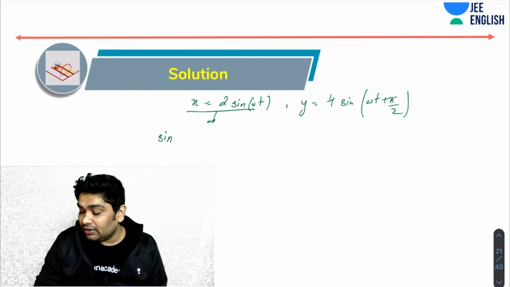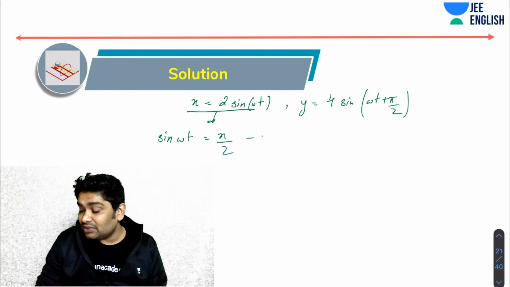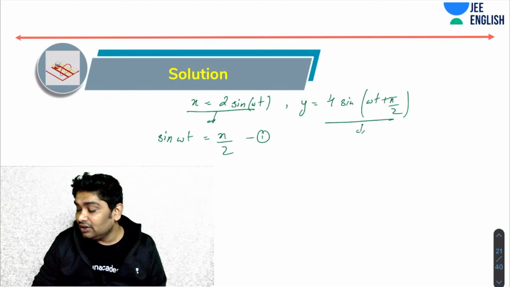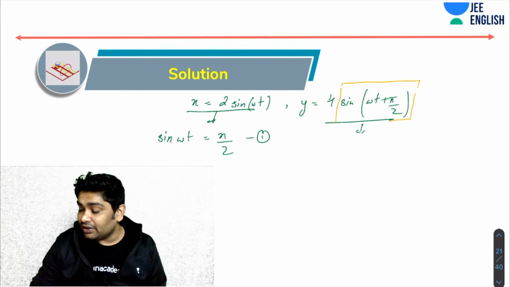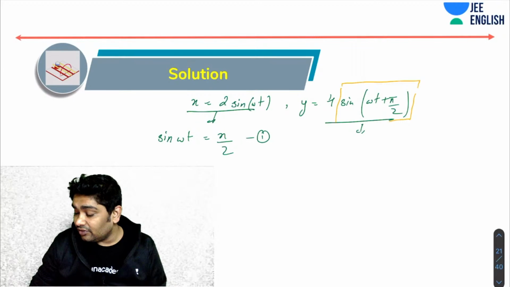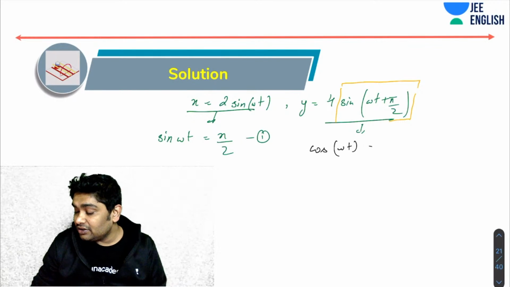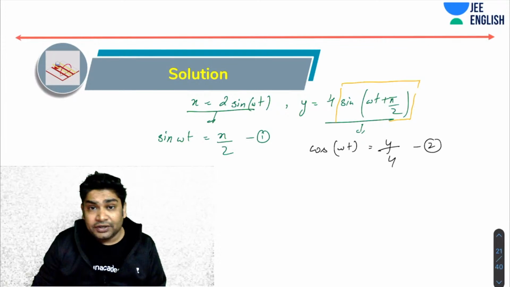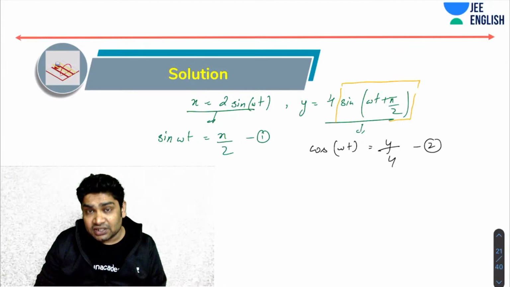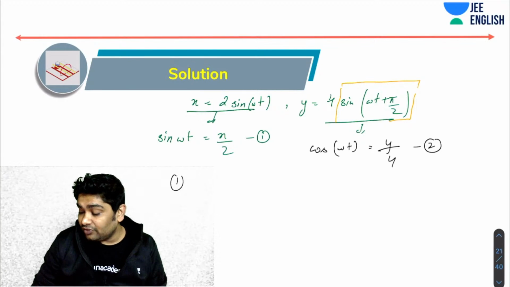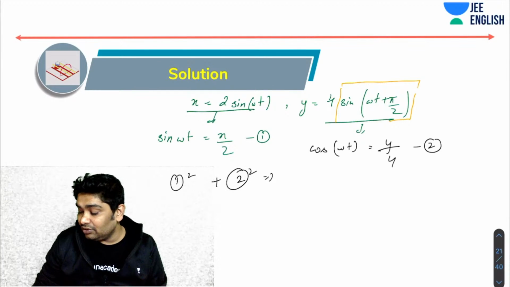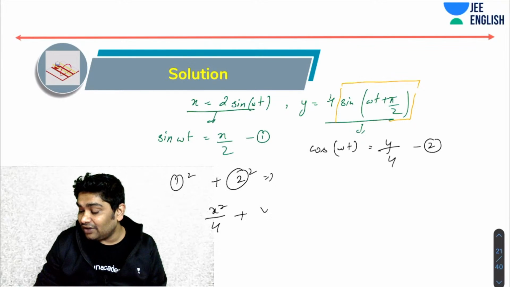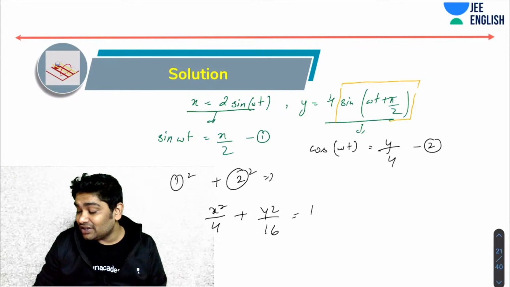Okay, so what you realize is from here you can write that sine omega t is x by 2. That's my equation number one, and this term can be written as cos of omega t. From here you could have written cos of omega t is y over 4. Now all you need to do is square both the expressions and add them together. So if you square 1 and 2 and add, what will that give you? That would have given you the equation x square by 4 plus y square over 16 equals 1, which is the equation of an ellipse.